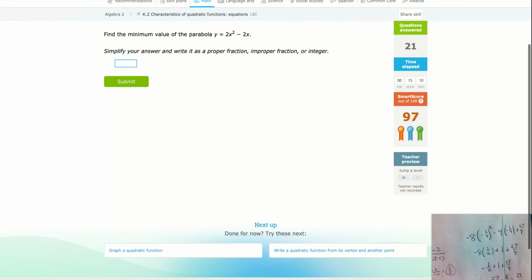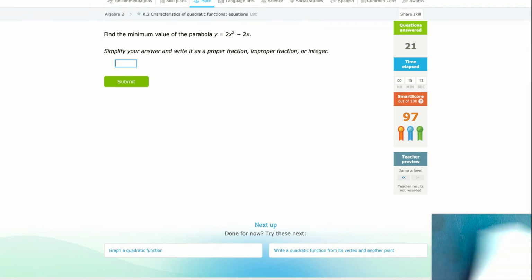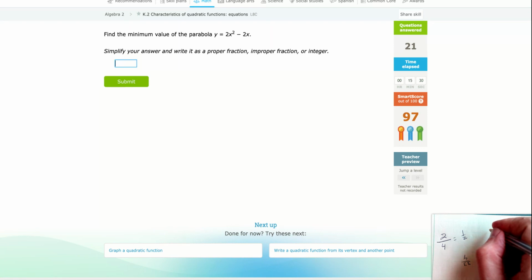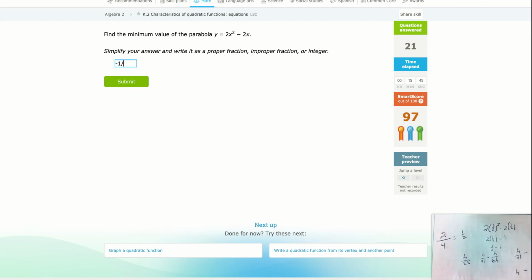Find the minimum value. Again, that's basically finding the vertex, so I got to do negative b over 2a because it does have a b term. Negative b will be a positive 2 because b is negative 2. Change the sign. Over 2a, a is 2, so 2 times 2 is 4, so 1/2. So now I got to plug in 1/2 to get my actual minimum value. So 2 times 1/2 squared minus 2 times 1/2. Well, that's 2 times 1/4 minus 1. So that's 1/2 minus 1, or negative 1/2.